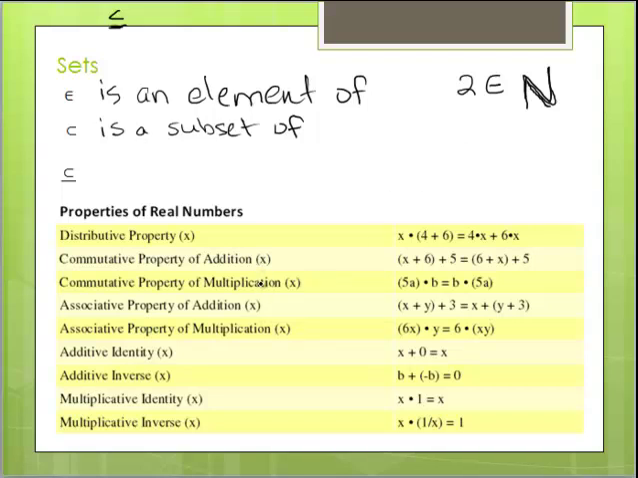So now we have some properties of real numbers. You have the distributive property, which we will be talking about a lot.